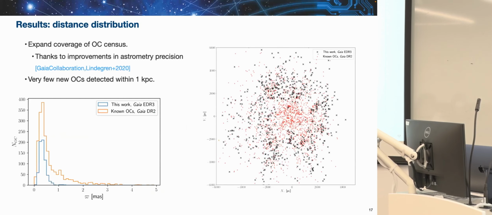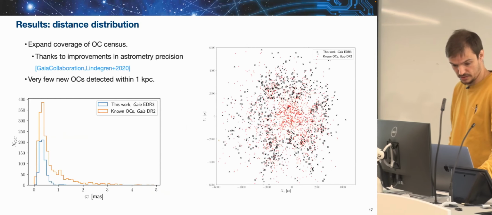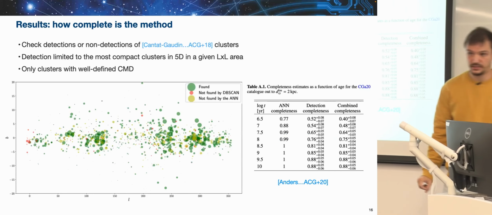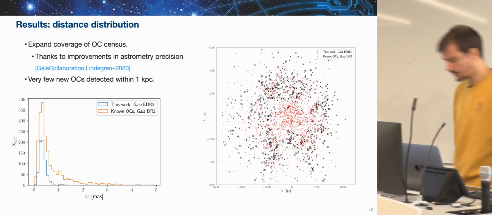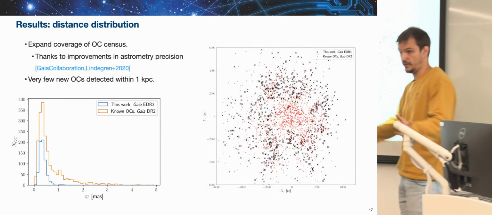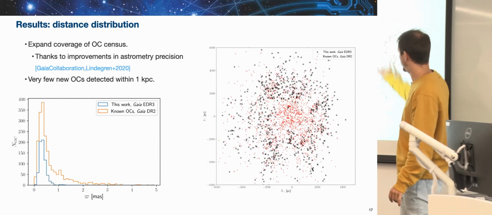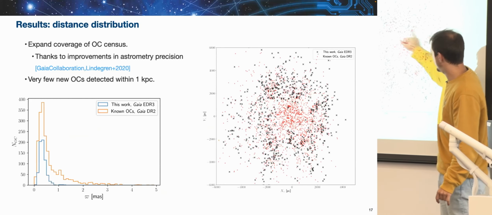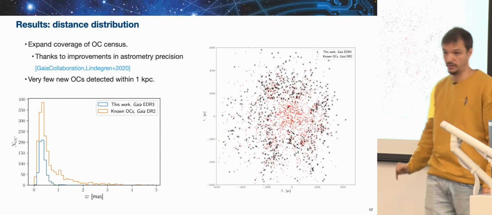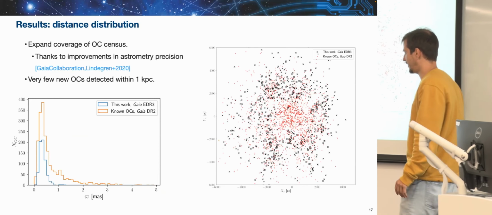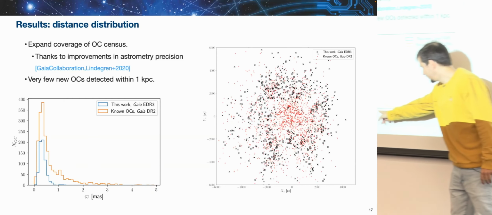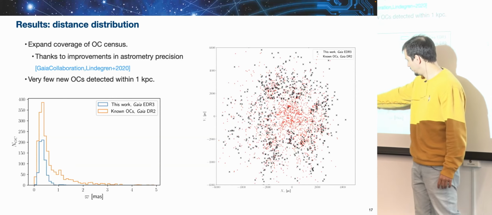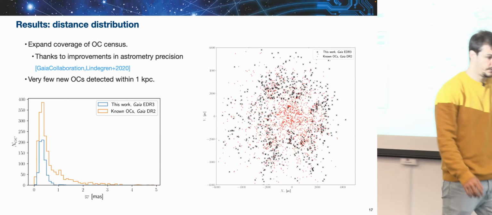And how has this improved in DR3? So not really. If you see here, this is just up to 2 kiloparsecs from the sun, and this shows the number of clusters we have detected in DR3. The black crosses are the new clusters in DR3, and you have this disk around the sun where you cannot actually detect many clusters. Closer than 1 kiloparsec, we only detect 3 or 4 of them, and closer to 2 kiloparsecs, we detect also very, very few. And why is that?